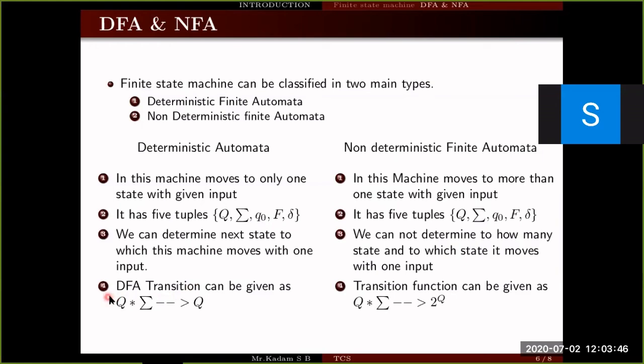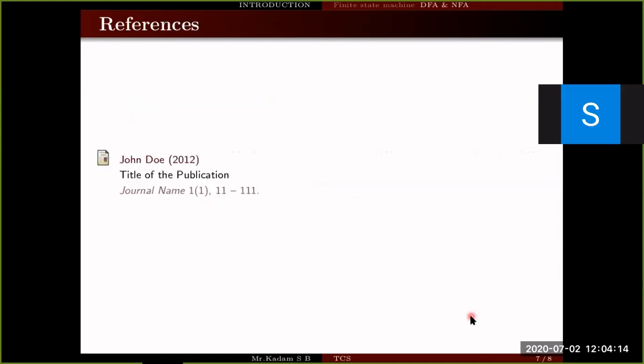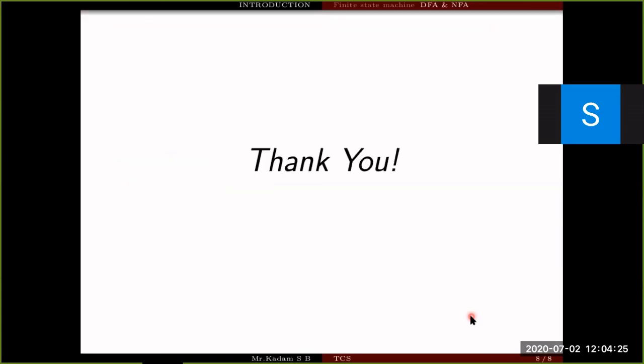The fourth difference is in terms of the transition function. In a deterministic finite automata, Q times sigma tends to Q, means state times input tends to a single state. In a non-deterministic finite automata, state times input moves to more than one state. This is the basic difference between the two automata. So this is a general introduction to what a finite state automata, a deterministic finite automata, and a non-deterministic finite automata are. We'll see this in detail when we solve certain problems on them. So this is all for your first lecture.